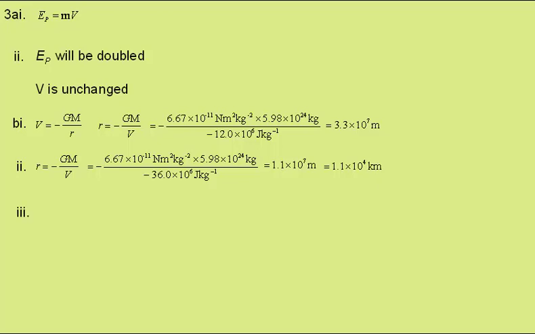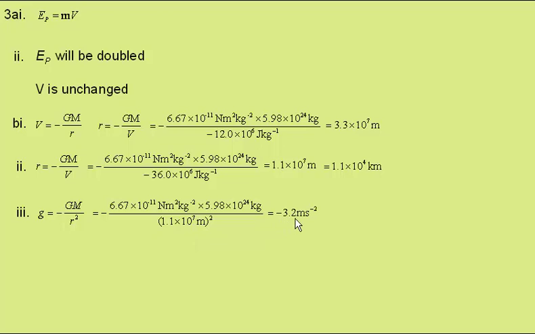In part 3 we need to find the centripetal acceleration of a satellite in orbit B. Well, the centripetal acceleration will be the same as the acceleration due to gravity at this point, so we can use this expression, putting in the values, orbit B being 1.1 times 10 to the 7 metres, gives a value of minus 3.2 metres per second squared. The minus sign just gives the direction, which is obviously towards the Earth.